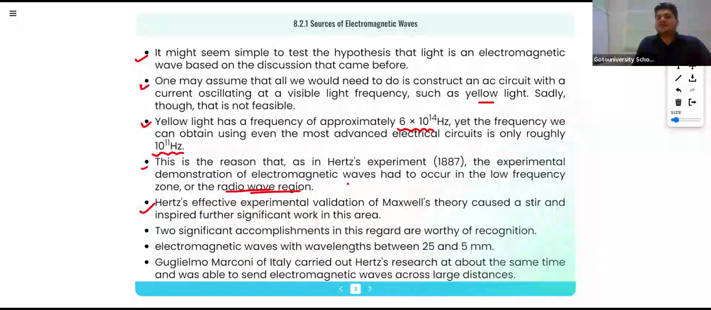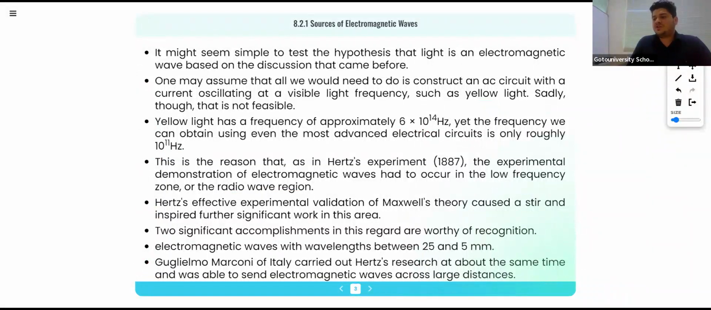Hertz's effective experimental validation of Maxwell's theory caused a stir and inspired further significant work in this area. Two significant accomplishments in this regard are worthy of recognition. Electromagnetic waves with wavelength between 25 and 5 mm were produced. Guglielmo Marconi of Italy carried out research at about the same time as Hertz and was able to send electromagnetic waves across large distances.